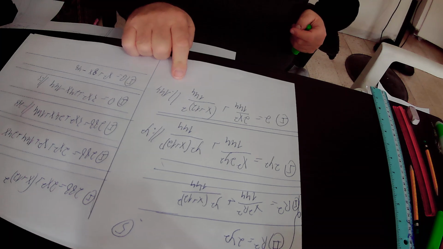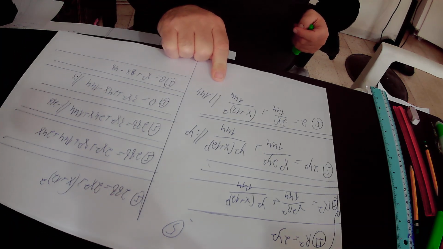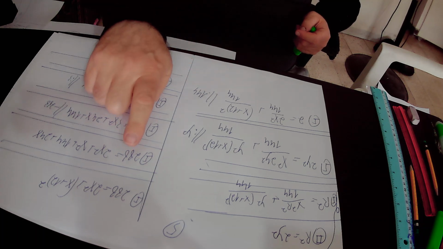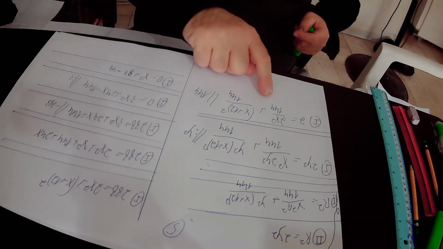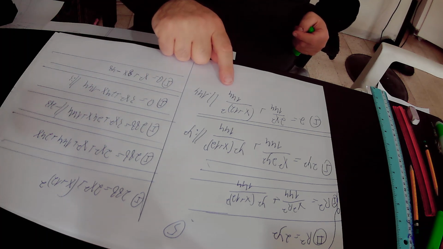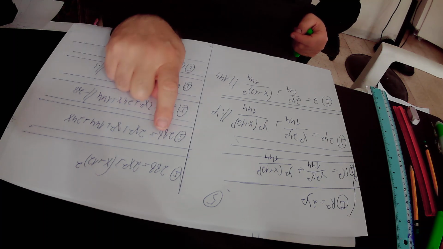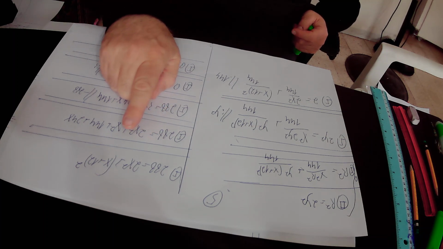Here we multiply this equation 1 by 144, and finally found out that according to equation 1, 2 times 144 is 288. And here 144 will get cancelled, and we are left with only 2x squared. Here 144 also will get cancelled, and we are left with only x plus 12 squared. So according to equation 1, 288 equals 2x squared plus x plus 12 squared.